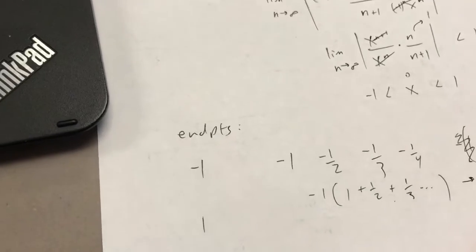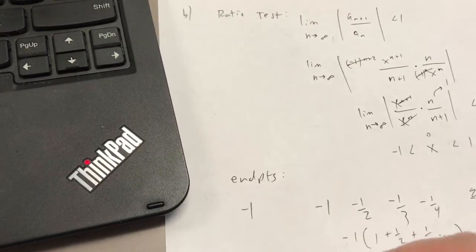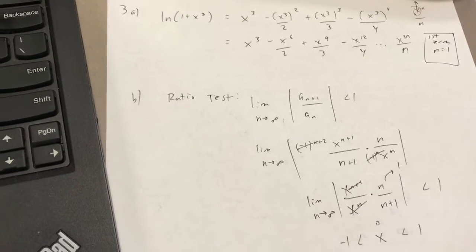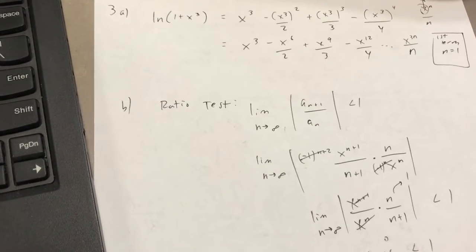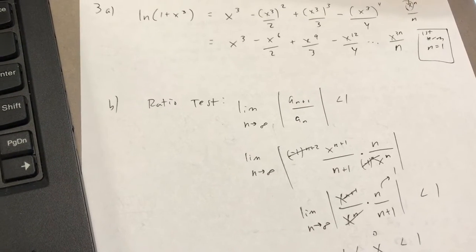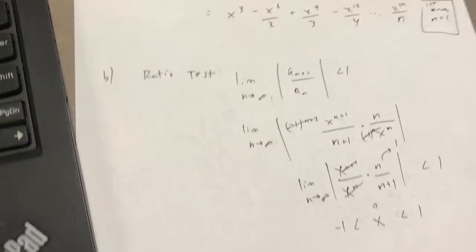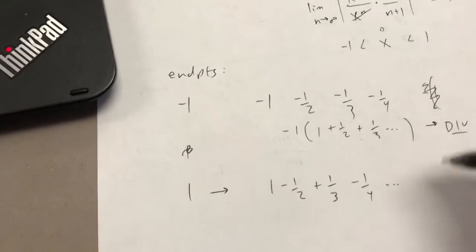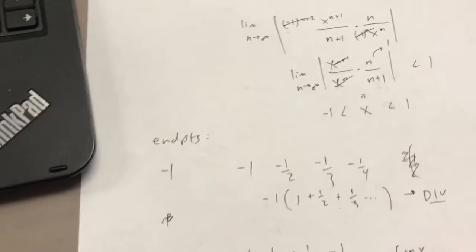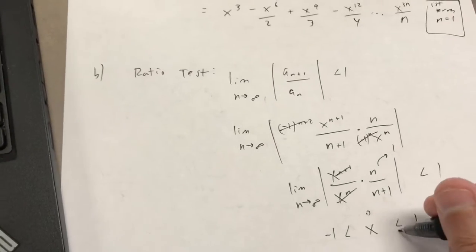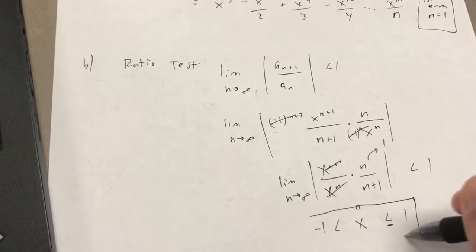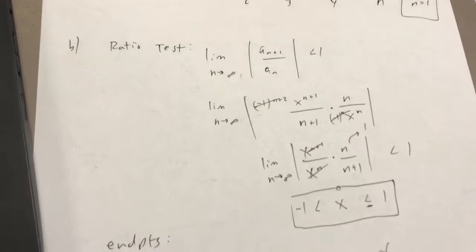If you sub an endpoint of 1 into the series, let's see, I'm going to get 1 minus a half plus a third minus a fourth, and so on. That is an alternating harmonic series that converges. So x can equal 1, it can't equal negative 1, and that is the full interval of convergence.